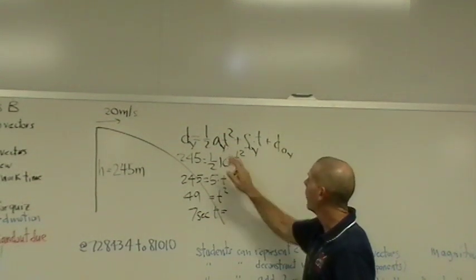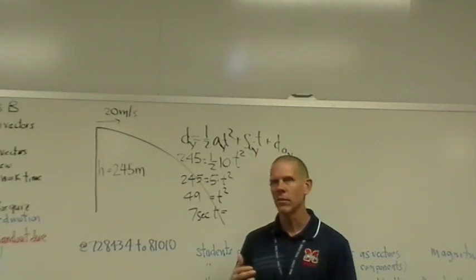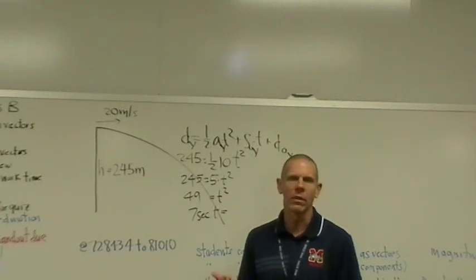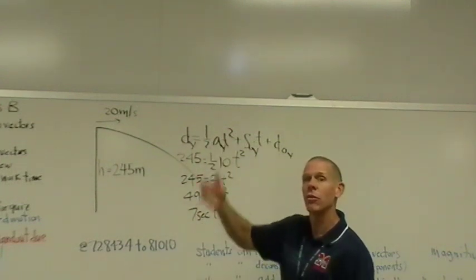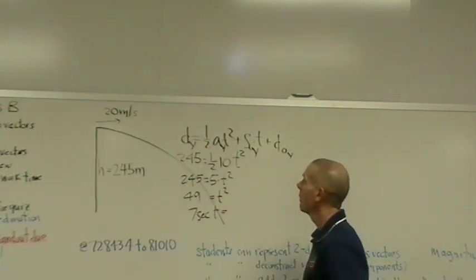Some people ask me, how come you don't put one on t? Well, time isn't horizontal or vertical, it's just time. Anyway, be particular. This is how you indicate to me you're thinking vertically.